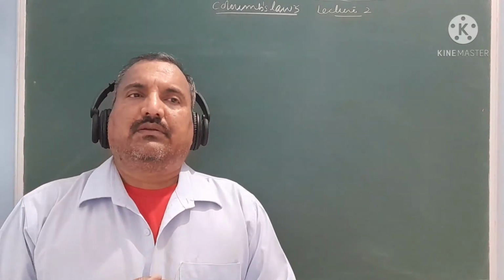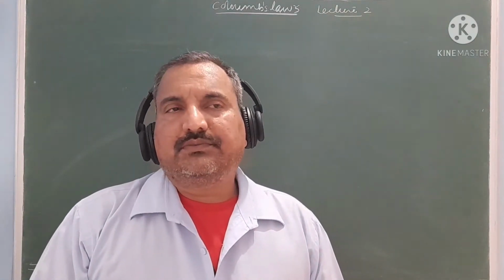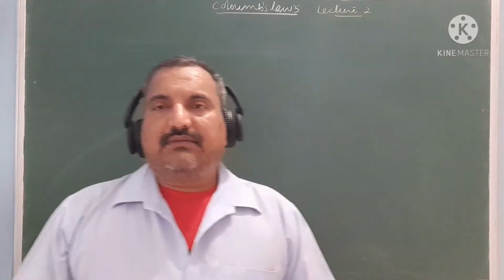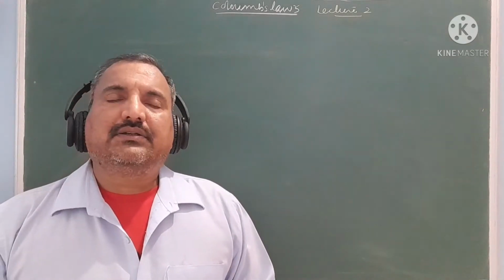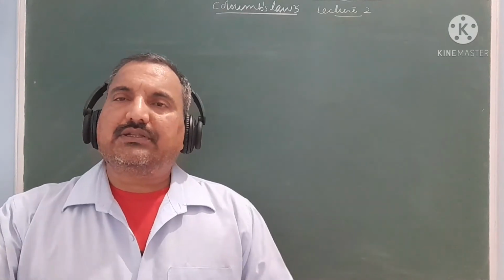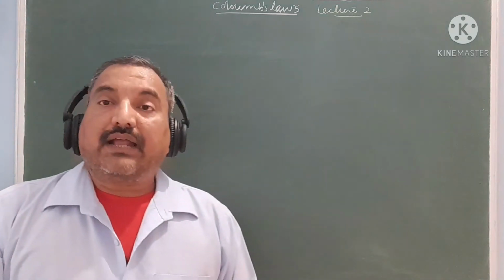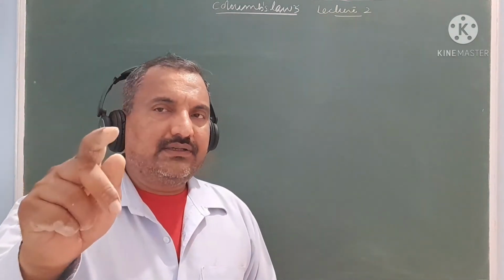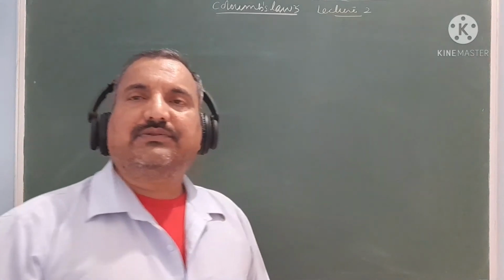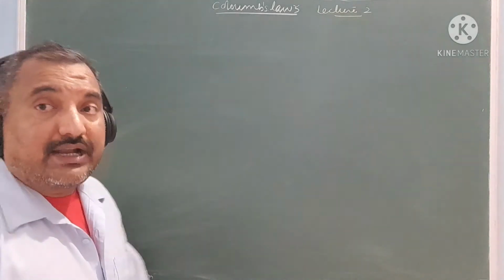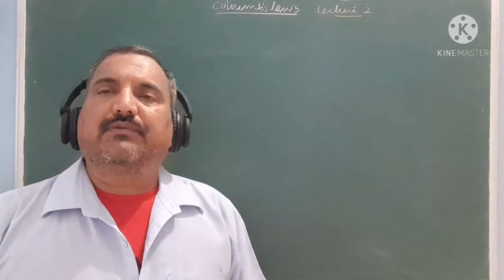Now, Coulomb's law also obeys Newton's third law. How? What is Newton's third law? Every action has an equal and opposite reaction. Sometimes a question can come: show that Coulomb's law obeys Newton's third law. In that case you should have knowledge of vectors. What are vectors? Quantities having direction as well as magnitude. So we will try to understand the vector form of Coulomb's law.